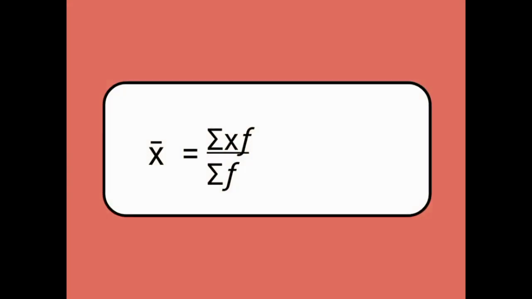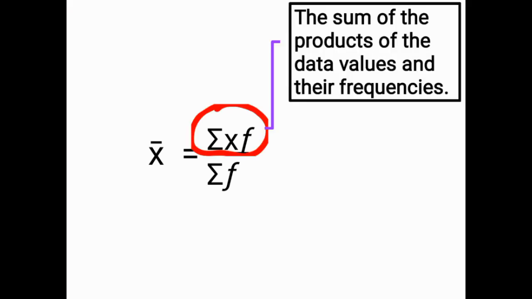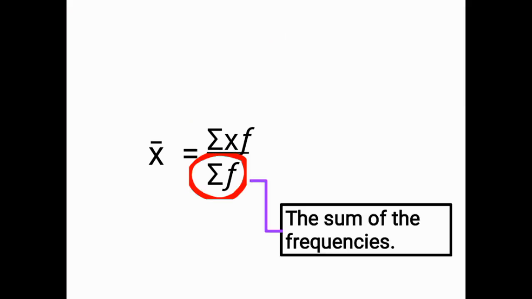For data given in a frequency table, the mean can be calculated using the formula shown below. X bar equals the sum of the products of the data values and the frequencies, divided by the sum of the frequencies.